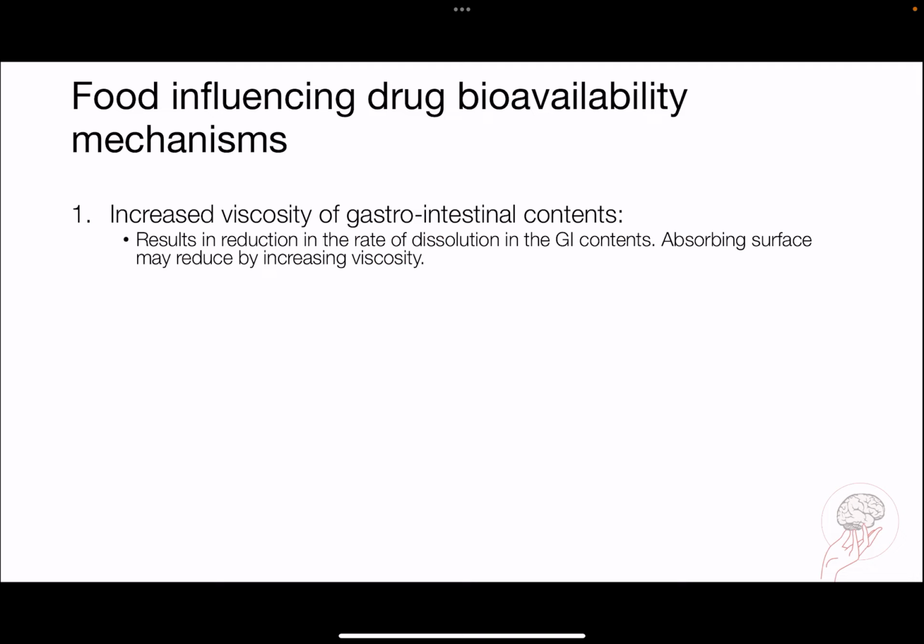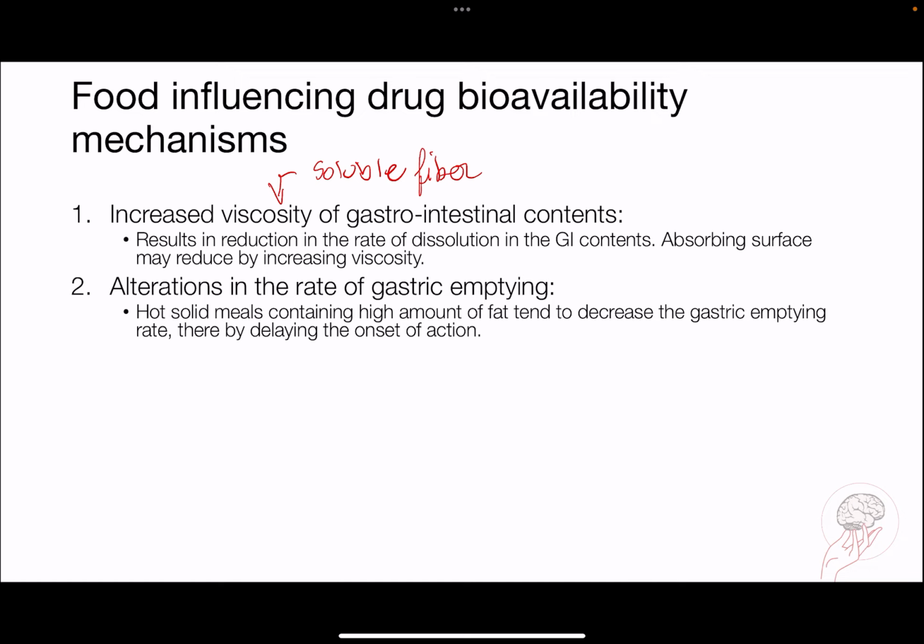So, some mechanisms on how food can influence drug bioavailability. If the gastrointestinal contents have a higher viscosity, this can reduce the rate of dissolution in the GI contents, and the absorbing surface may be reduced by increasing viscosity. So again, how do we alter viscosity? Primarily with a soluble fiber. Alterations in the rate of gastric emptying: hot meals containing a high amount of fat tend to decrease the gastric emptying rate, thereby delaying onset of action.